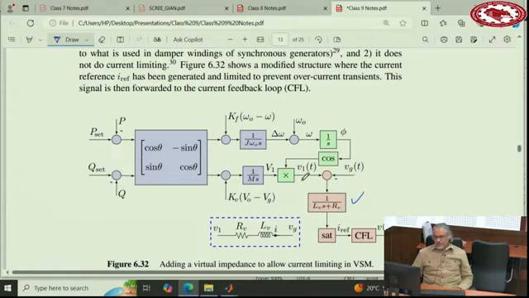So another good thing is that once you pass this one, this minus this one, through this block, that gives you the reference for the current. And now you can limit that reference properly, and then current feedback loop. Everything is done. We generated a reference current, and then we limited the reference current using the current feedback loop, and we made sure that the grid support functions are achieved.